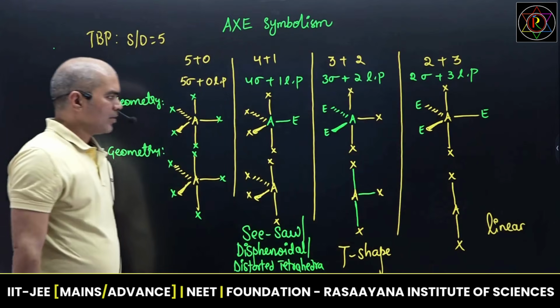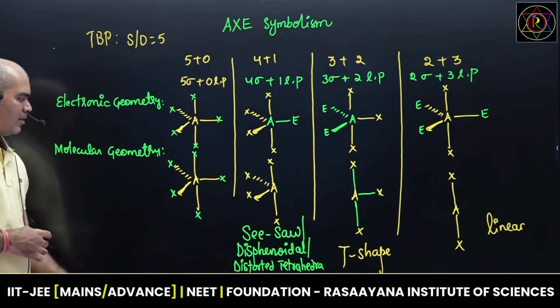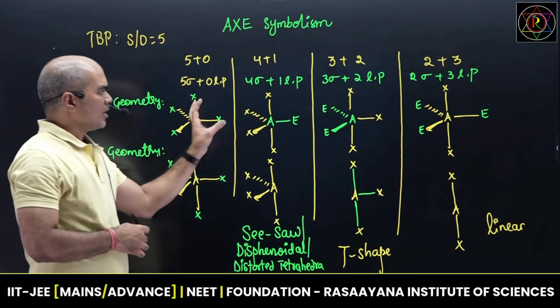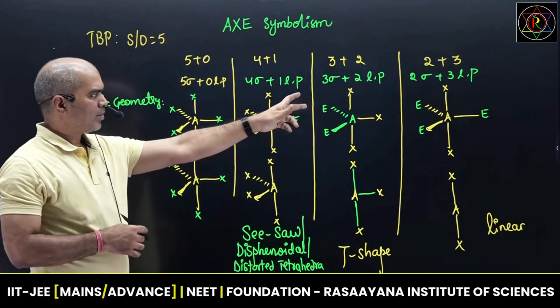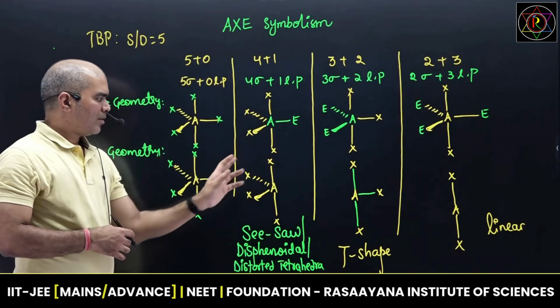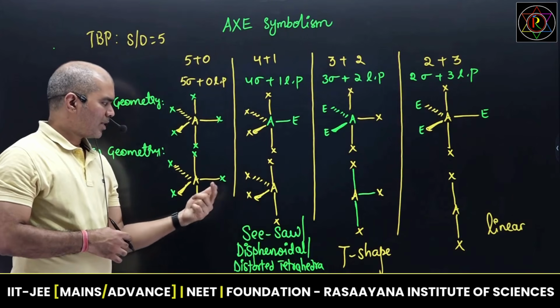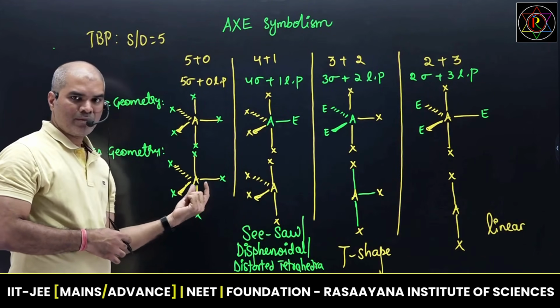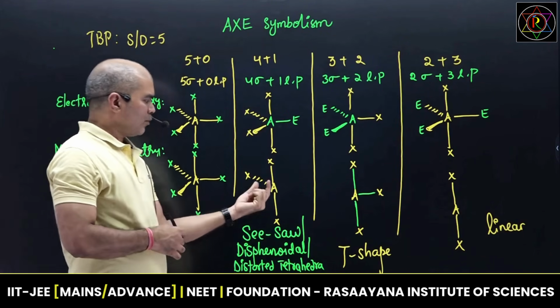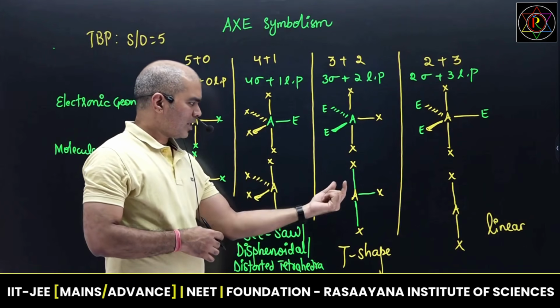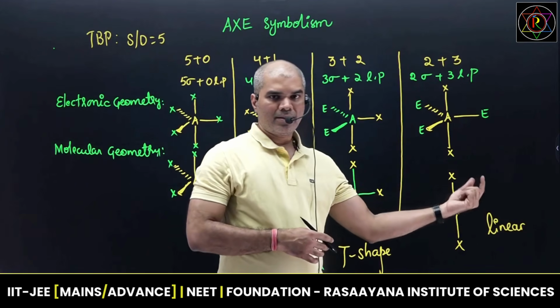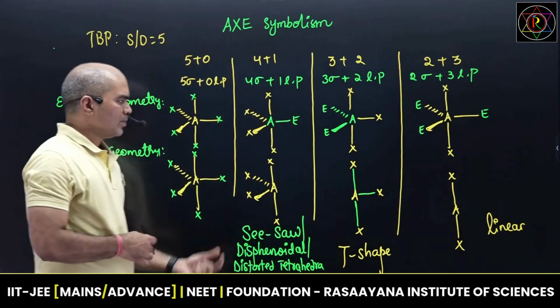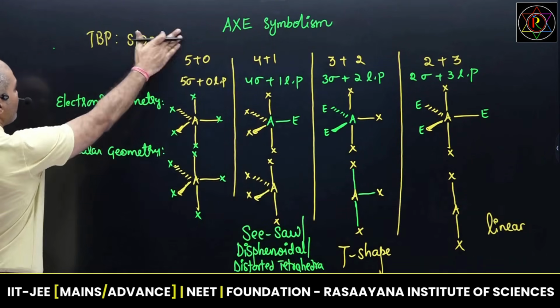So how it is varying: in trigonal bipyramidal, electronic geometry remains the same with different bond angles. A little bit of change will come because of the presence of lone pairs. But when it comes to the molecular geometry or shape of the molecule, we have TBP with the 5-0 combination, the 4-1 combination is seesaw, the 3-2 combination is T shape, and the 2-3 combination is linear. This is with regard to trigonal bipyramidal.